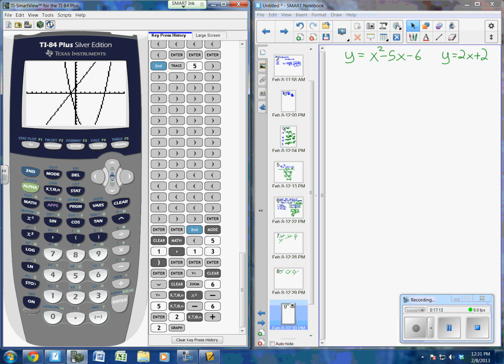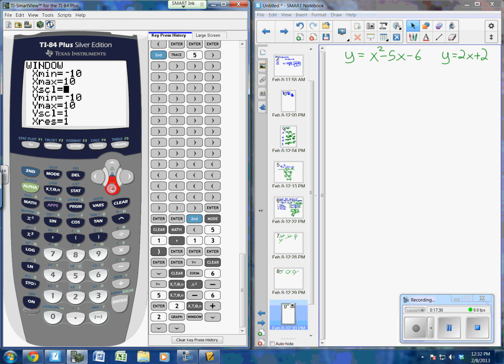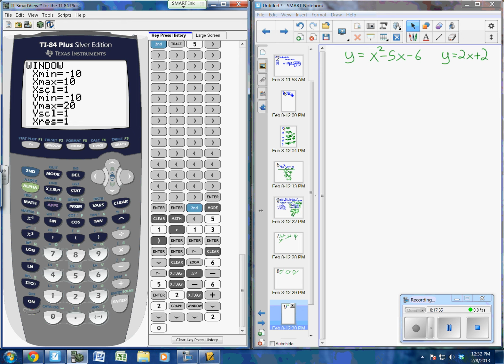How can we change our window so that we'll be able to see that? Hit window, everybody. We just want to go up to see the intersection point. What would we change to go up? Y max. So everybody go down to your Y max and just change it to 20. I would also change your scale to 2 just so it doesn't have so many tick marks. And graph it. Notice we don't see the vertex of the parabola, but we really don't need to for what we're looking for.